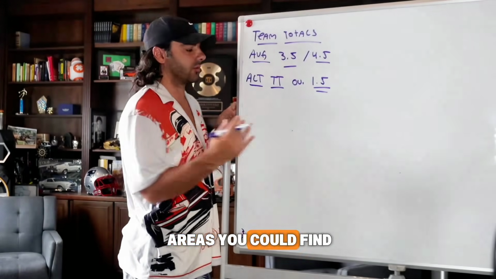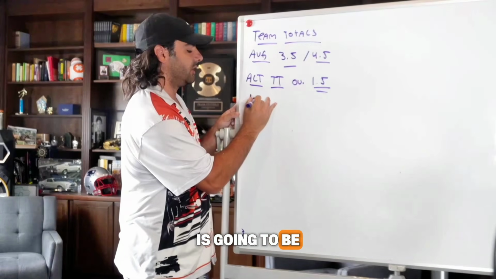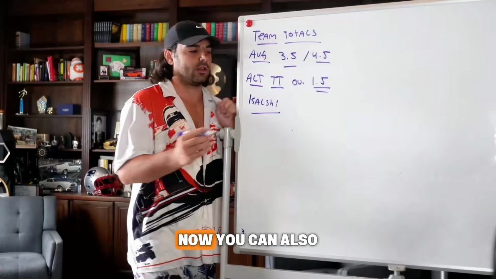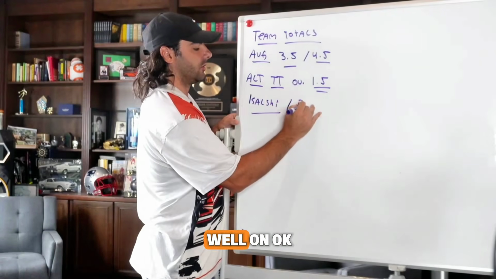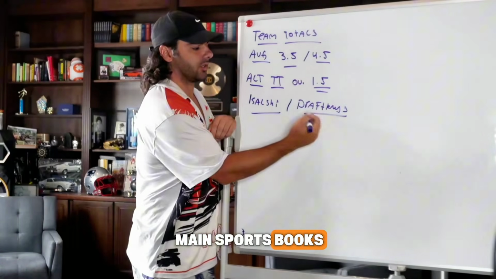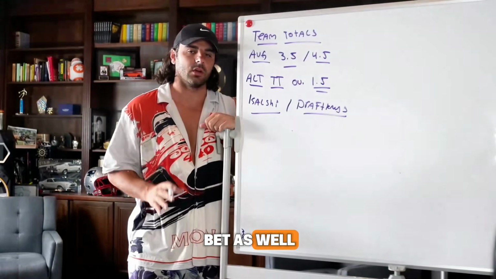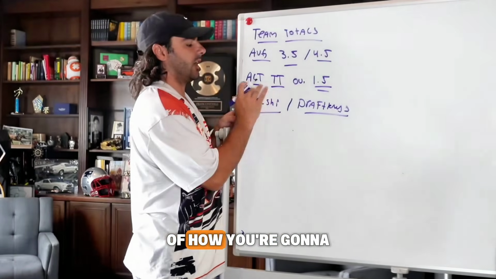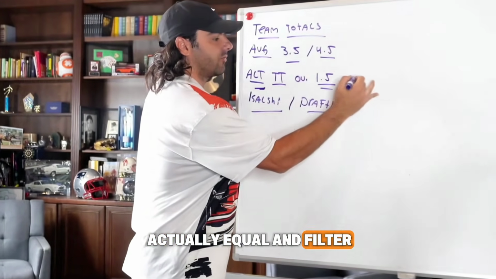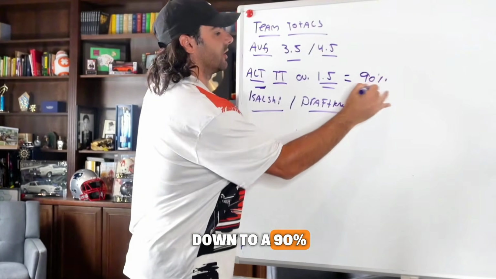Now, again, this bet is available for everybody, whether it's legal in your states or not. One of the biggest areas you could find this bet is going to be on Kalshi, which everybody has access to. Now, you can also find this bet on a few other main sports books, along with DraftKings. But now let's get into the 4 steps of how you're going to find this play, where it's going to filter down to a 90% win rate.